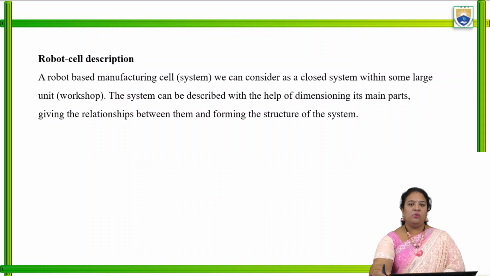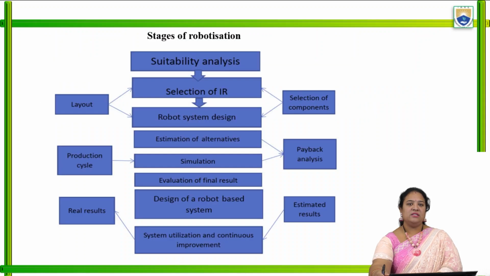Right. So this particular robot cell description is based on the manufacturing cell, that is the system, or a large unit such as the workshop. Generally, it occurs in the manufacturing cell system or in large-scale unit workshops. Here we consider a closed system within which there is a large unit, a robot-based manufacturing cell. Now, this system can be described by dimensioning its main parts, giving the relations between them and the structure of the system. So, this is how we describe the robot cell.